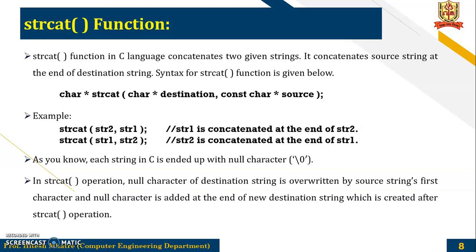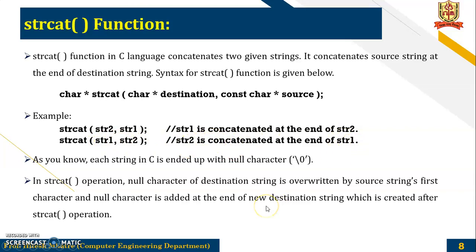Then strcat, that is nothing but concatenation of two strings. It concatenates the source string at the end of the destination string. The syntax is strcat, the destination and the source. An example is str2 comma str1. So str1 is concatenated at the end of str2. Similarly, it depends on how you write the sequence of the strings. If you have 2 comma 1, then 1 will be concatenated at the end of 2. If it is 1 comma 2, then 2 will be concatenated at the end of str1.